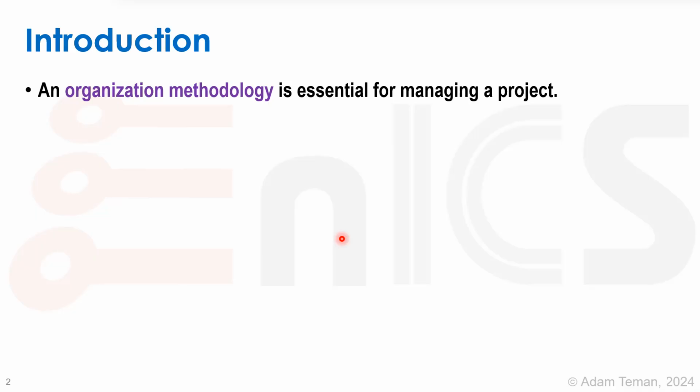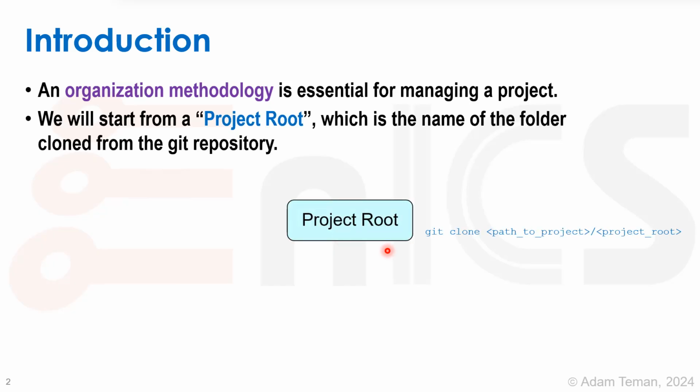It's really important to have an organization methodology for managing a project, like how we structure our files and so forth. When we download a Git repo, where everything is going to be so we can have version control and so forth. So everybody knows where to find things and has some sort of logic in where things are stored. So this is the methodology I set up.